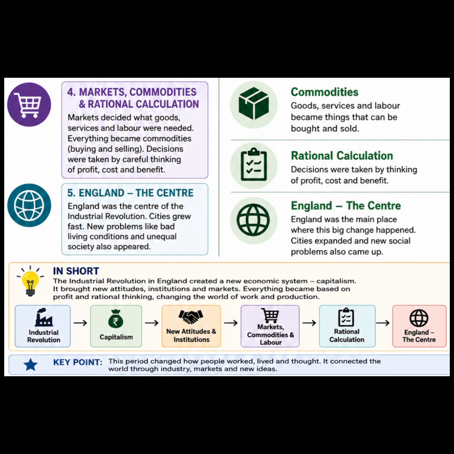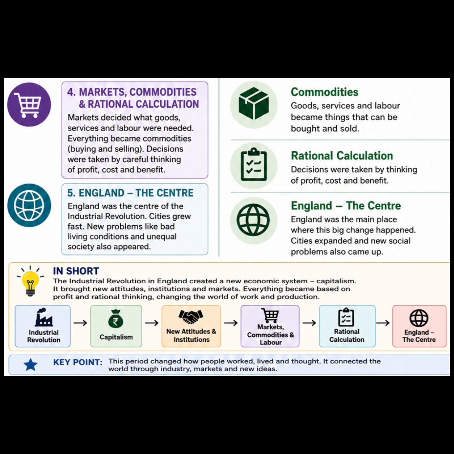It explained that England was the center of the Industrial Revolution. Cities grew fast. New problems also arose, like bad living conditions, and an unequal society also appeared. Commodities, goods, services and labor became things that can be bought and sold. Rational calculation. Decisions were taken by thinking of profit, cost, and benefit.